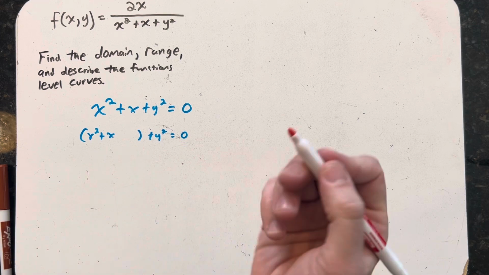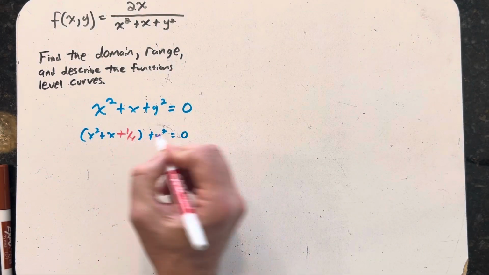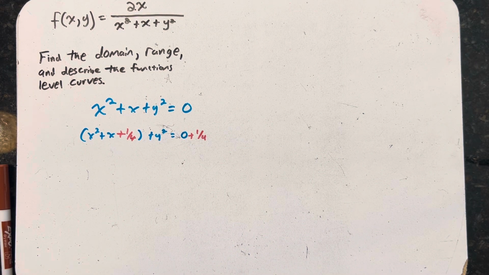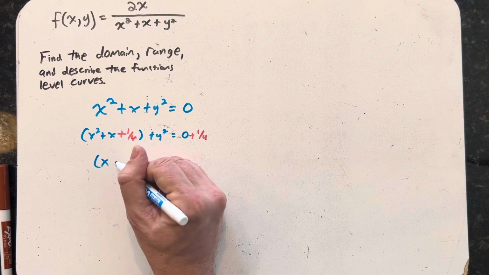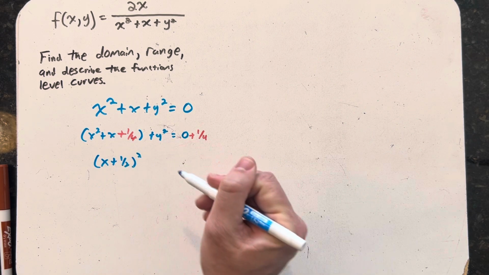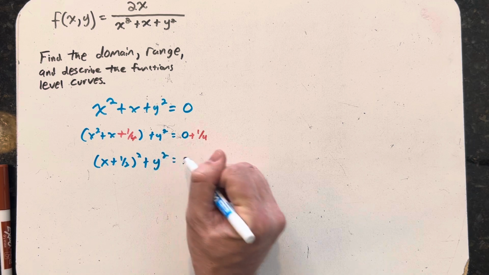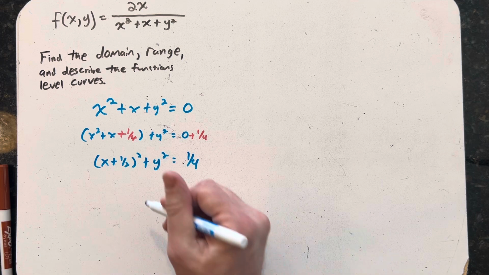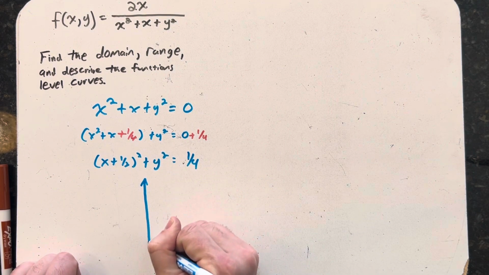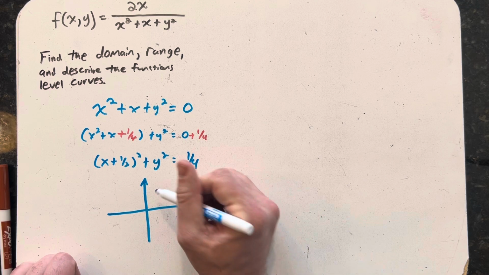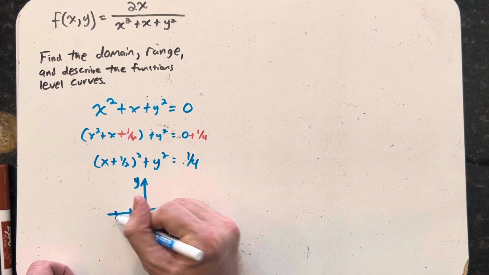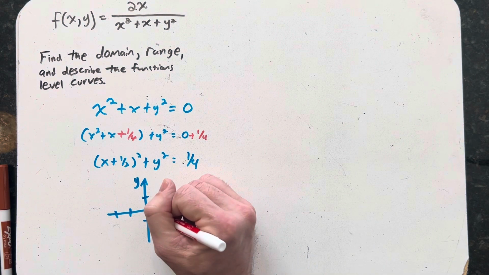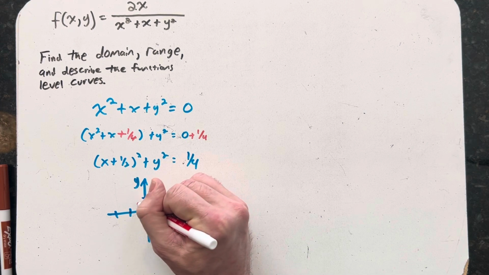Look at that middle term, divide by 2, 1/2 squared is 1/4. So I'm going to add 1/4 to both sides of this equation. All right, and now I'm looking at the equation of this particular circle. So that is a circle centered at minus 1/2, 0 with a radius of 1/2. And those are values that are not in my domain. So my domain is everything except this circle.